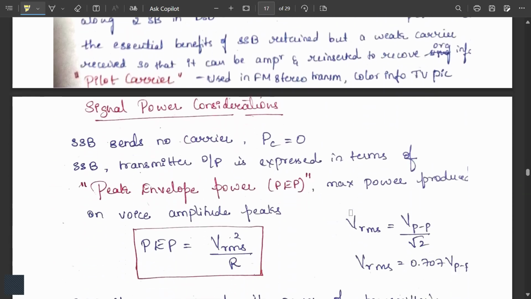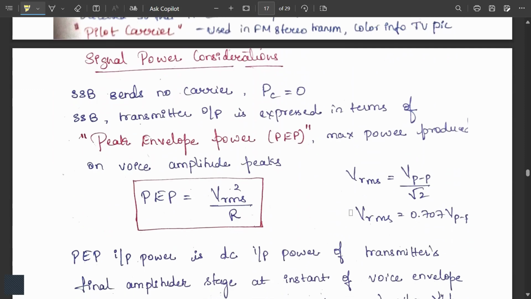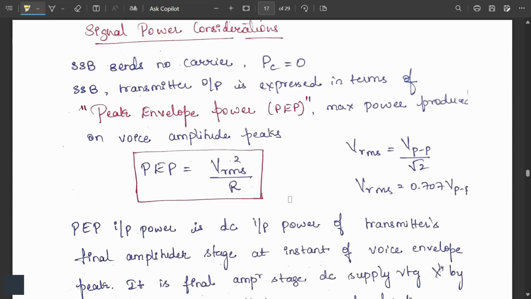Signal power consideration. You need to know the formulas because they might ask about this module, and you may expect a problem from it. So I have just written a basic formula that you have to remember. PEP, that is peak envelope power, is VRMS squared by R. What is VRMS? VRMS is V peak to peak divided by root 2, or 0.707 times V peak to peak.